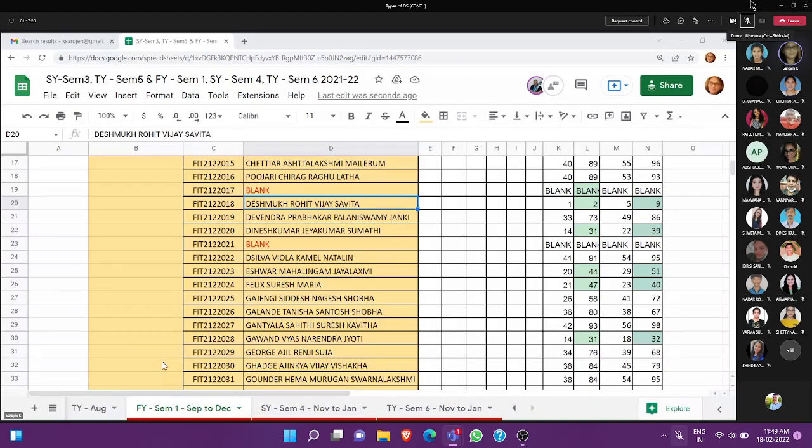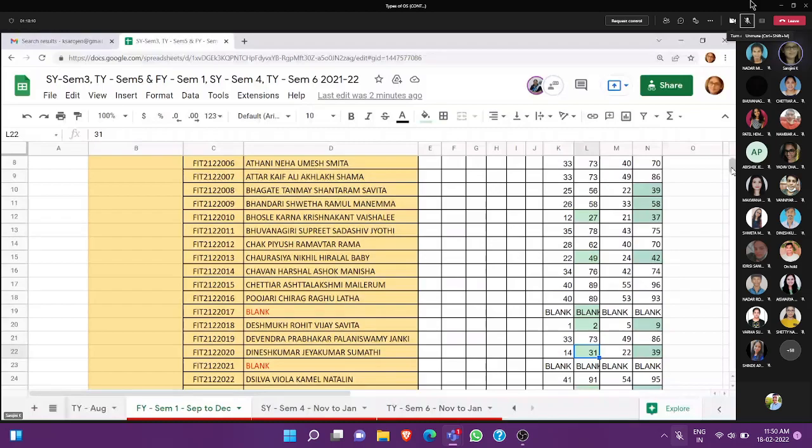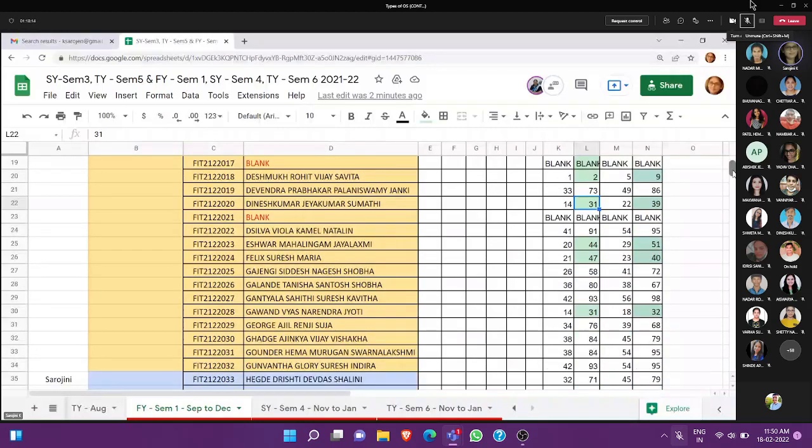And then Jay Kumar also defaulter. Jay Kumar, are you there? Not Jay Kumar, Dinesh Kumar. Dinesh Kumar, are you there now in the lecture? Ishwar defaulter. Felix also defaulter. Vyas defaulter. Rani. Vyas is defaulter. After that, Palak is defaulter in CS.